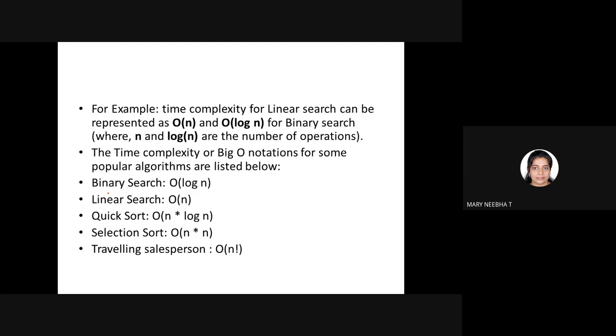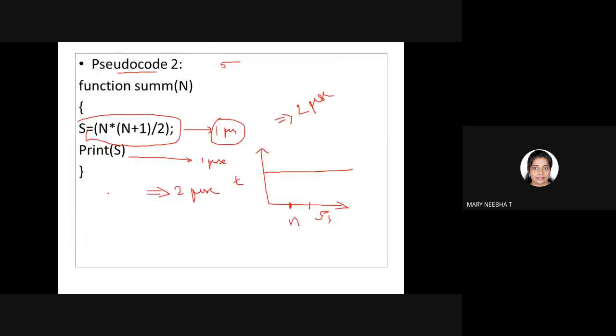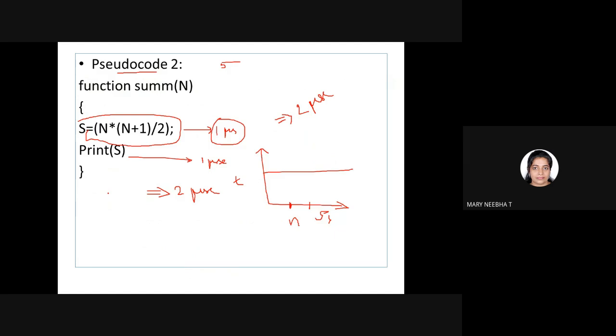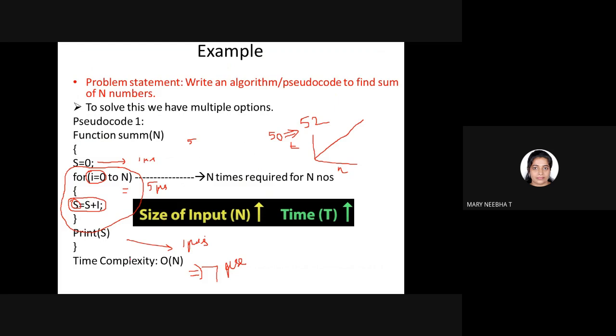Suppose I give you one example here: two programs. How can you find out the time complexity? In the first case, the first pseudocode, the work is equal to the input size, so it is order of n. In the second case, it is constant, so we can take order of 1. The worst case complexity is order of 1 in the second logic, because it is constant. In the first, the time complexity is order of n.